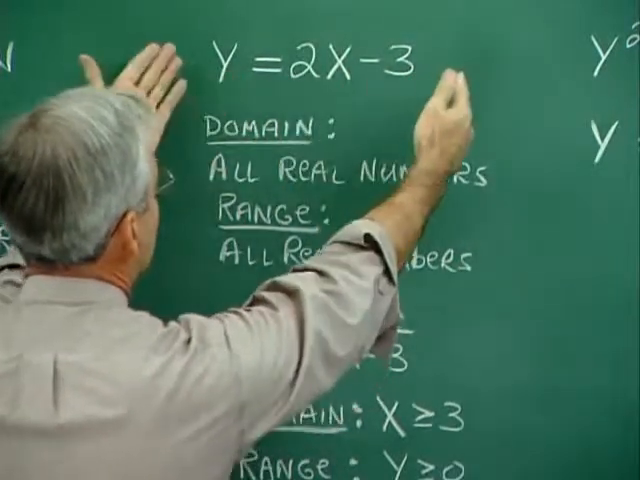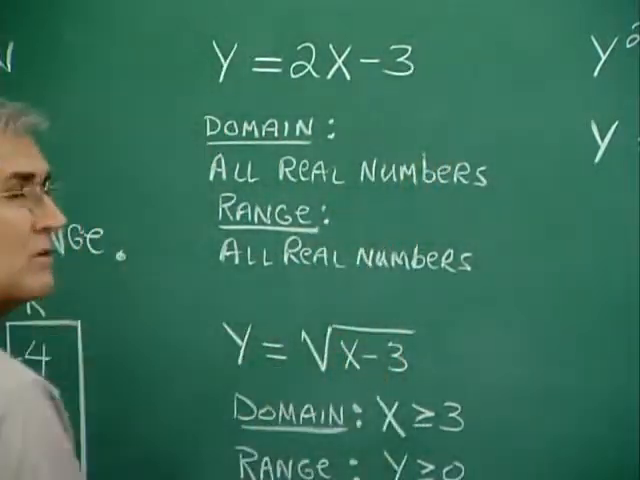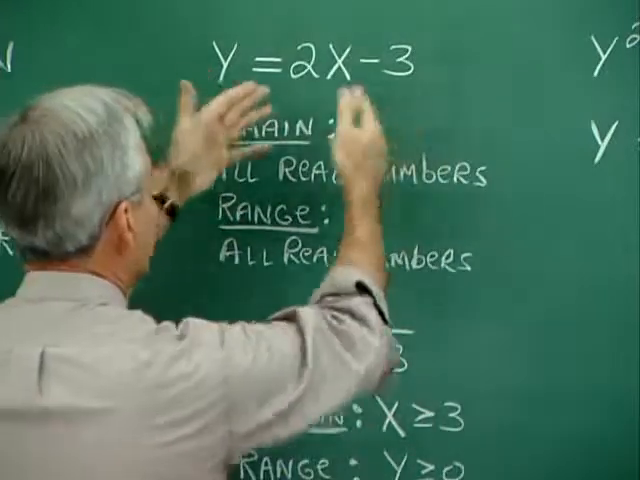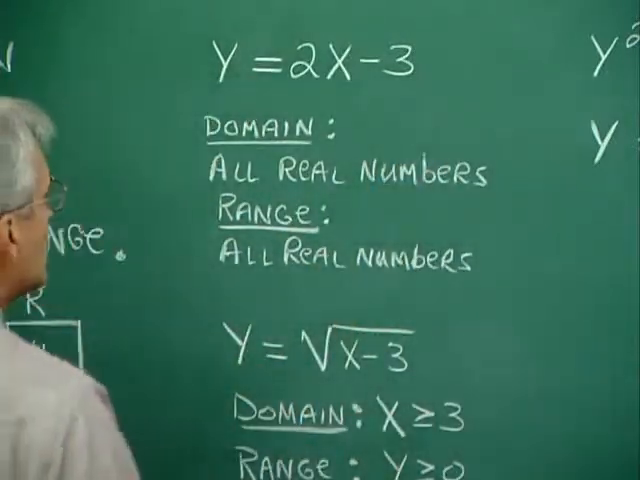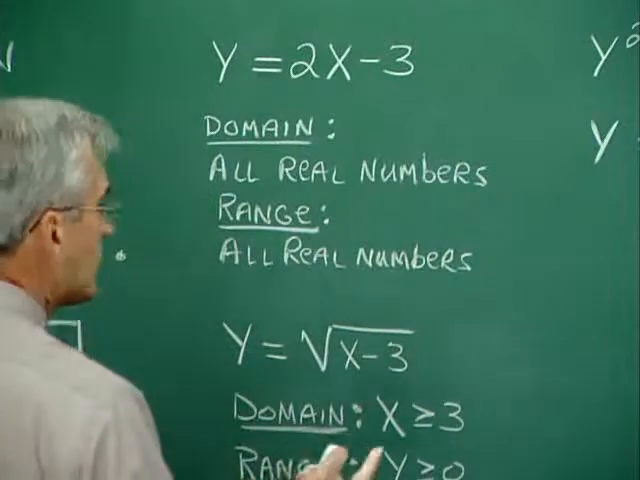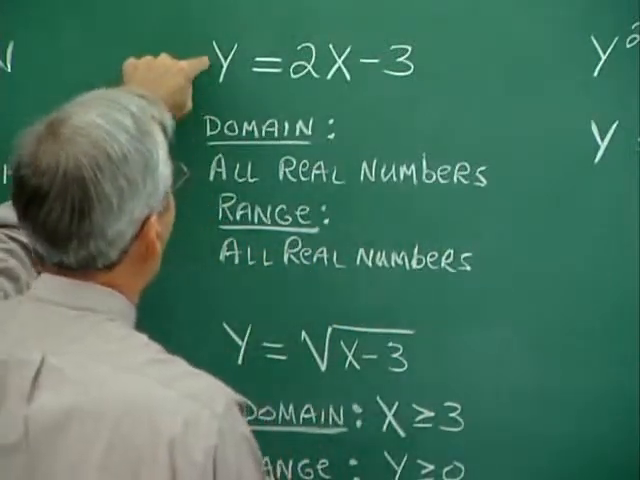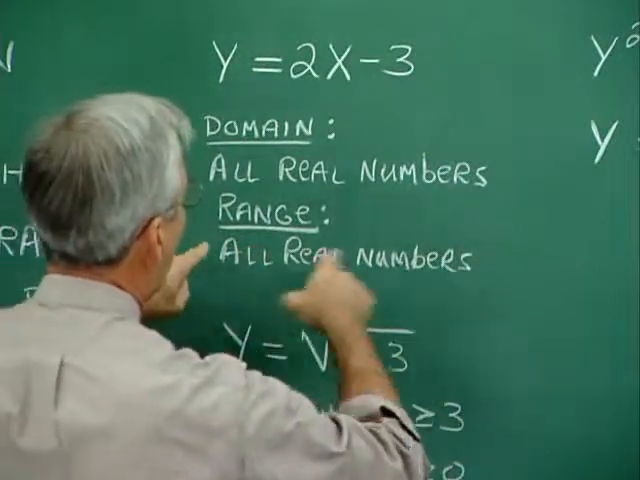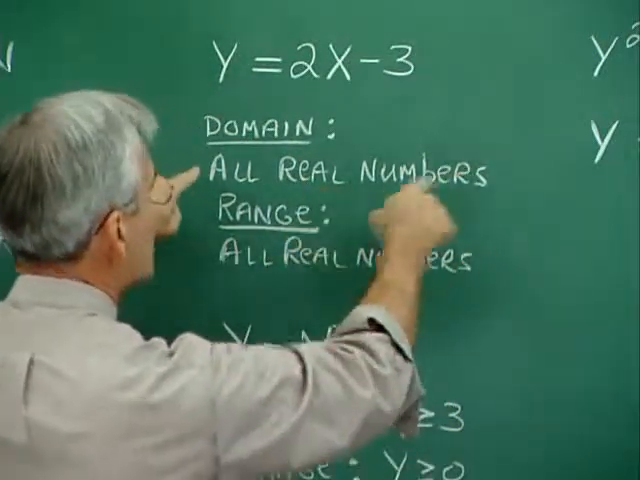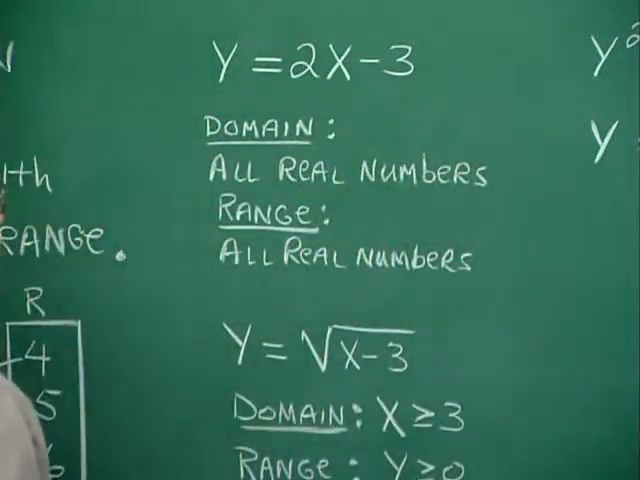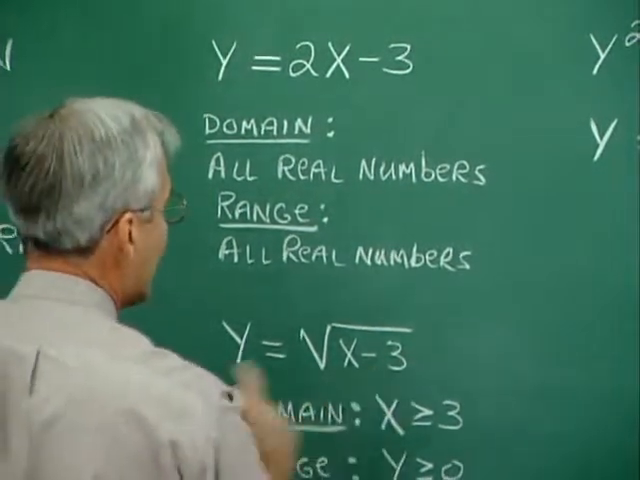Well, this makes sense for all values of x. For all real number replacements for x, 2x minus 3 makes sense. So the domain is all real numbers. And it turns out that the range is all real numbers as well. That is, y can take on values for all real numbers as x changes value in this process. All right, let's get to something a little more interesting. How about y equals the square root of x minus 3?